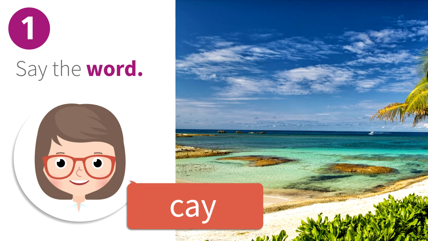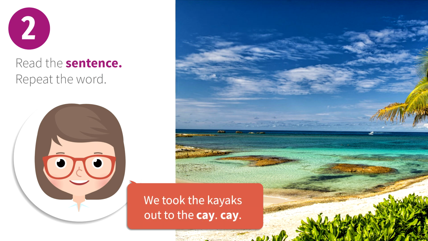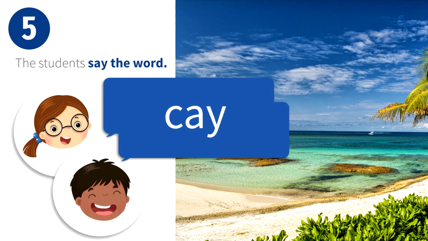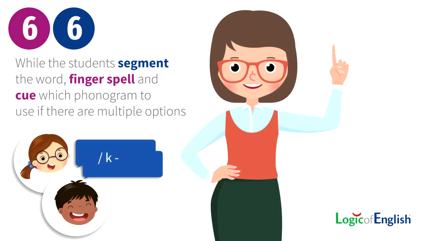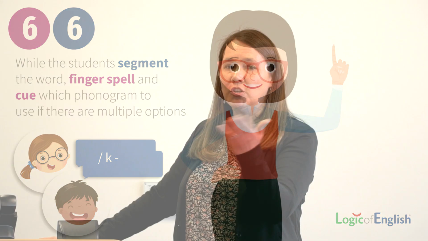As the teacher, you will begin by saying the word. Go ahead, teachers. K. Then you will read the sentence and repeat the word. We took the kayaks out to the K. K. Then the students will say the word, which will be me, K. Then, while the students segment the word, finger spell and cue which phonogram to use if there are multiple options. So you will finger spell and cue. Go ahead and just finger spell that direction.